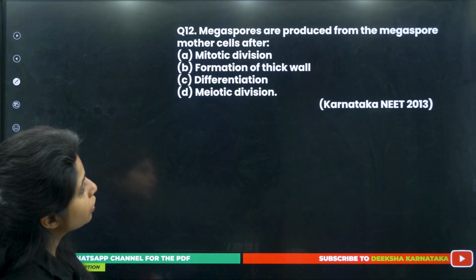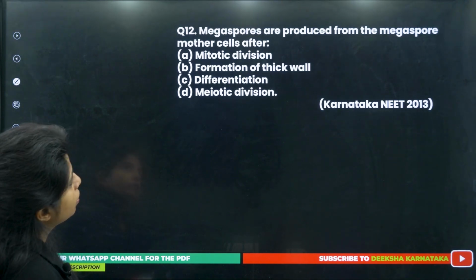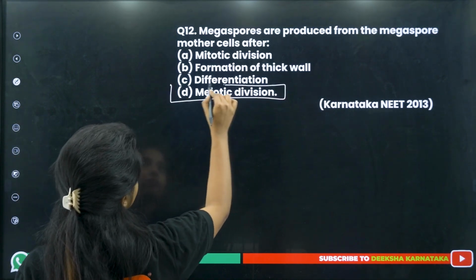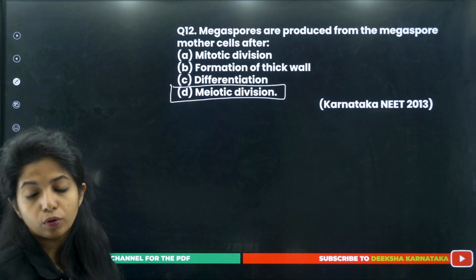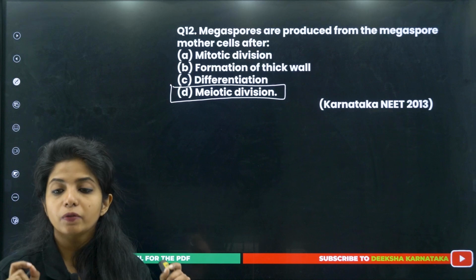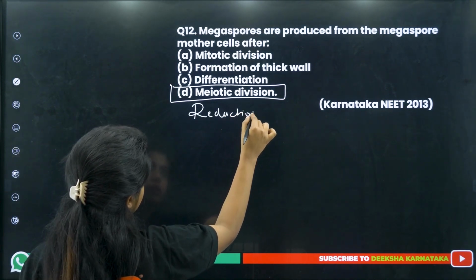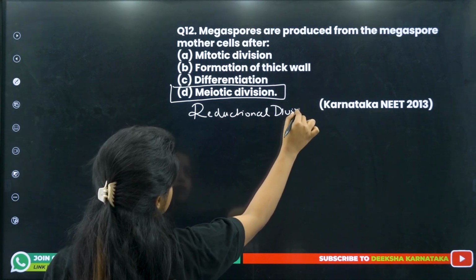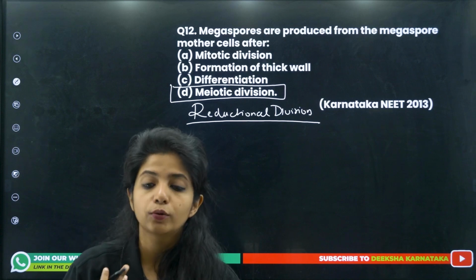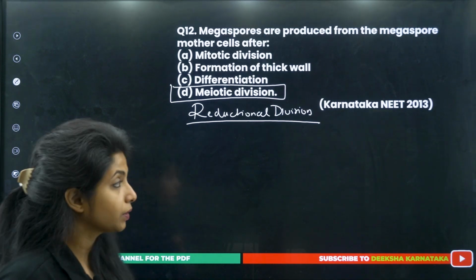Now, megaspores are produced from the megaspore mother cell. You know this answer, I have told you: meiotic division. I told you always the MMC will be producing megaspores, and the other MMC, the microspore mother cell, will also be producing microspores with the help of reductional division, which is known as meiotic division. So I am writing over here reductional division. You see how many times this very simple question was repeated, because people tend not to give any value to simple things. That is why they give simple questions. This is a NEET 2013 question again, Karnataka NEET.